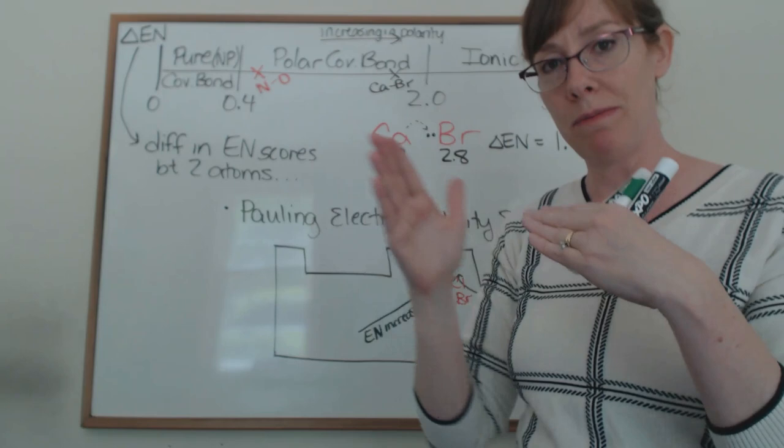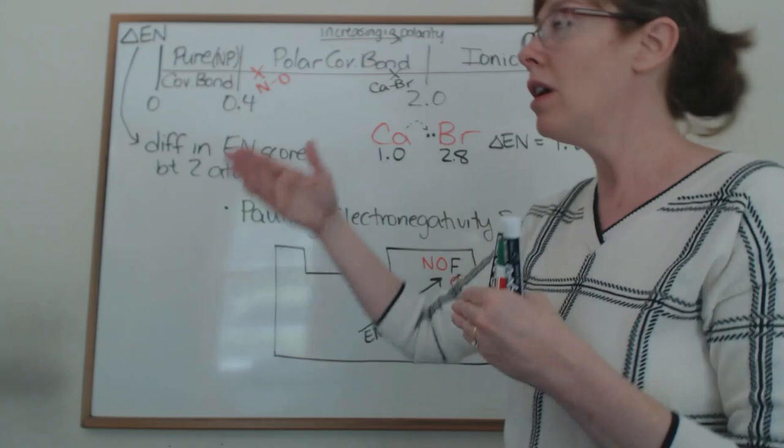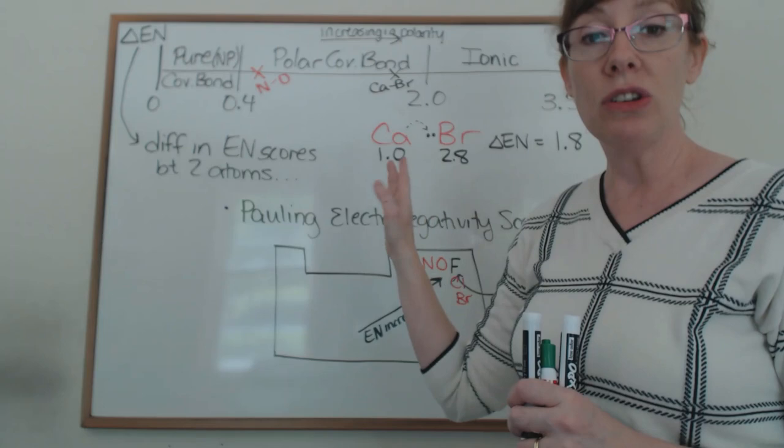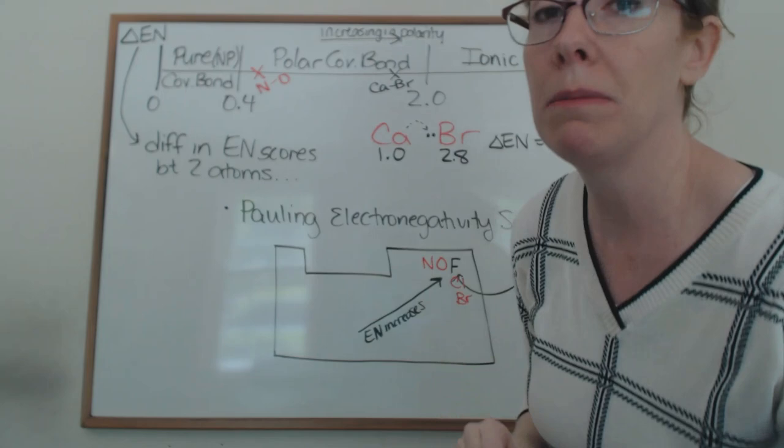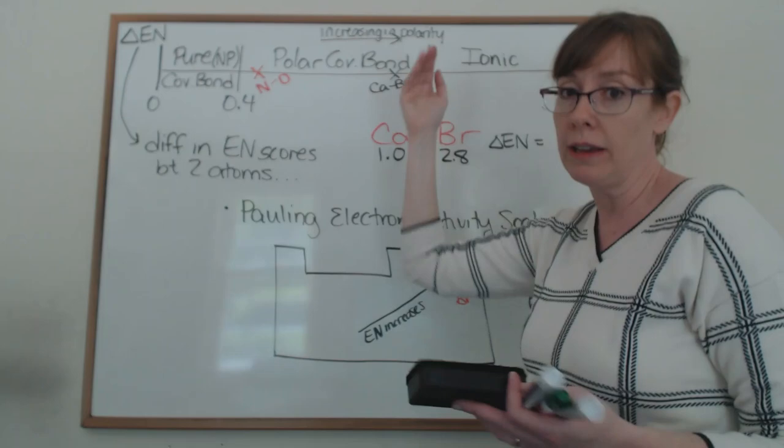Everything is a sliding scale as the level of transfer, with ionic being kind of what we would deem full transfer. So if I asked you to use the Pauling electronegativity scores, you would have to call calcium-bromine bond a polar covalent bond. Now, very polar covalent, almost ionic. That's kind of how you would say that. Let's go ahead and do a couple more.